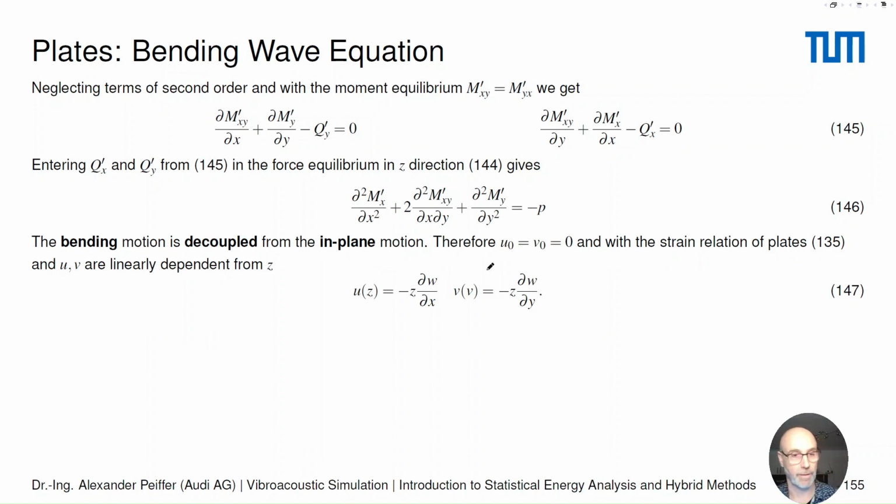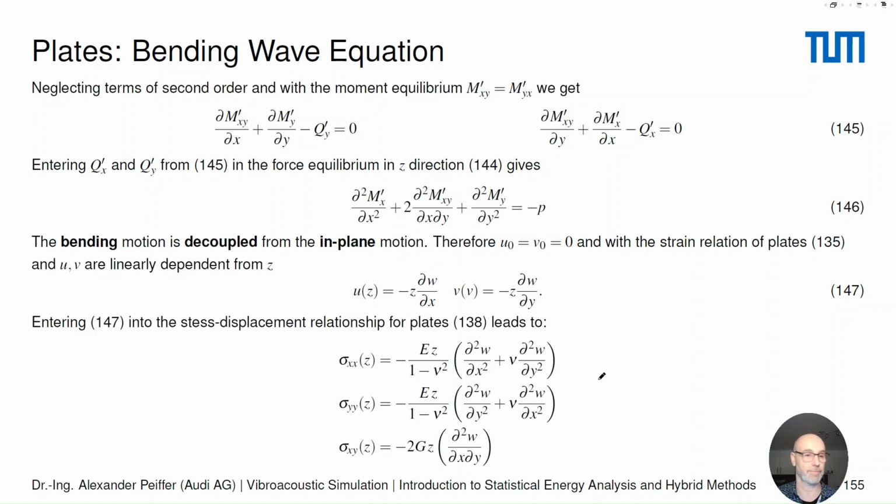So first of all, we need to create a formulation of displacement. And again, we have to keep in mind that our bending motion is decoupled from the in-plane motion. So that means u and v are always zero. This comes with the symmetry. And that means that the strain relation of plates are just only linearly dependent of that. So that means our displacement, that's the typical expression that we have derived from our assumption number 5.